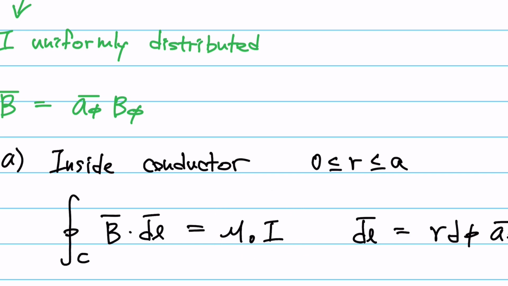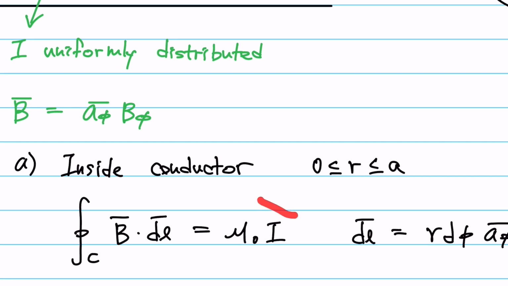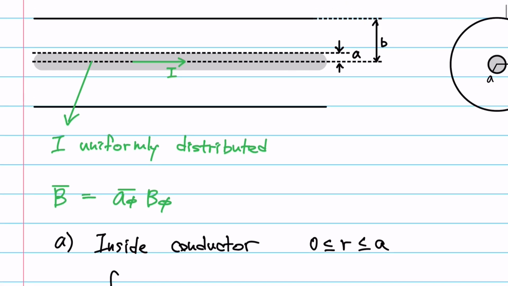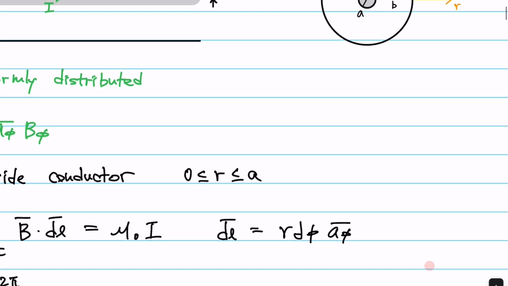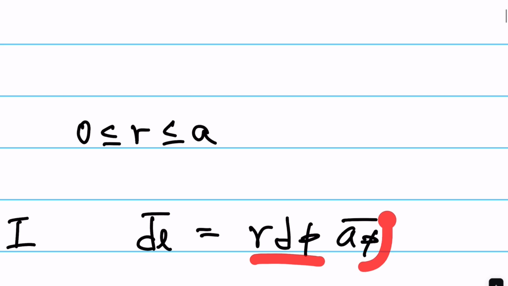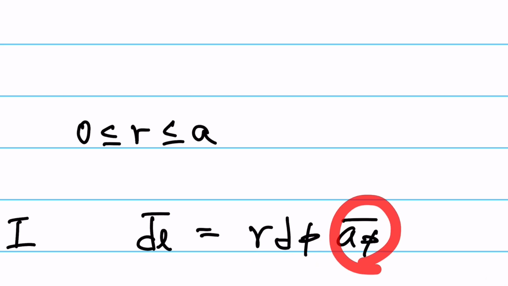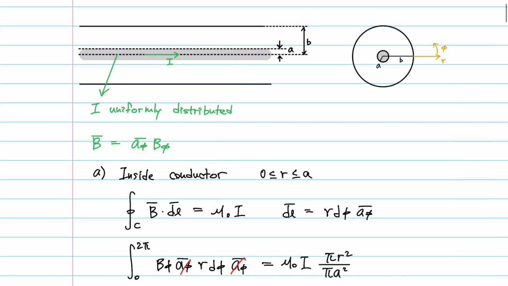So that'll be I, because the problem told us that the current is I. The next step is to define what dl is. dl is a tiny portion of this length, right? So it's going to be a function of phi, and it's going to have r times d phi length. So r times d phi in the direction of the phi angle. So that'll be your dl.